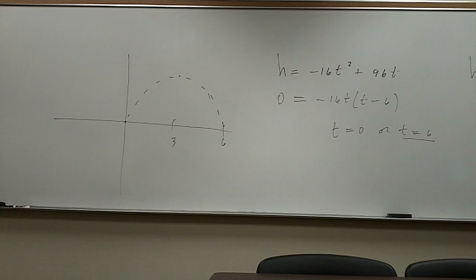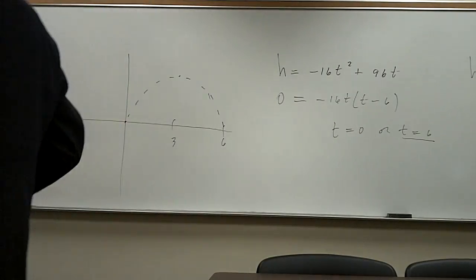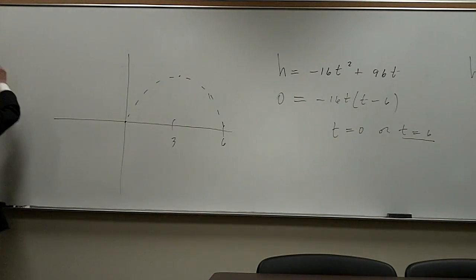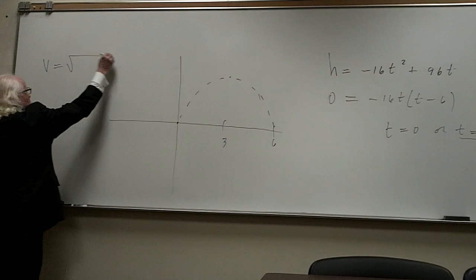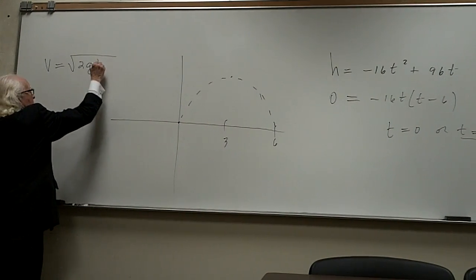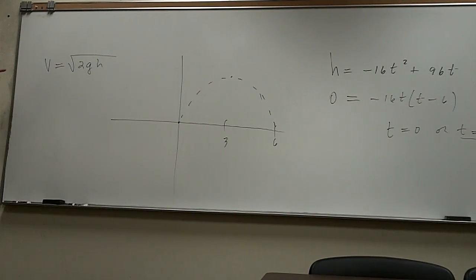How fast did it hit the ground? Same speed it went up in there. 96 feet a second? Yes. How do you know that? 32 times 3. It's simple. That's how fast anything hits the ground.